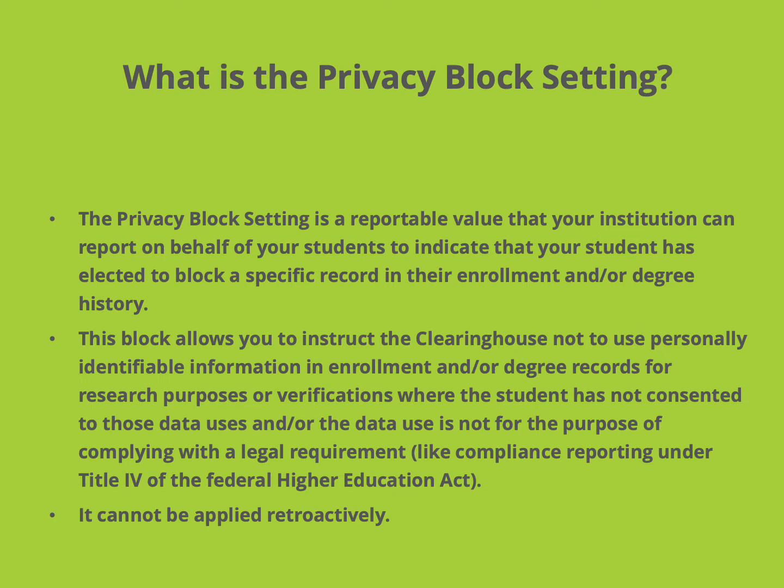The privacy block setting applies to uses of personally identifiable enrollment and/or degree data and does not restrict the Clearinghouse's use of such data in aggregate or de-identifiable form. The Clearinghouse has chosen to construct the privacy block setting so that it blocks the entire enrollment and/or degree record of a student once the privacy block is submitted on a single record for that student.